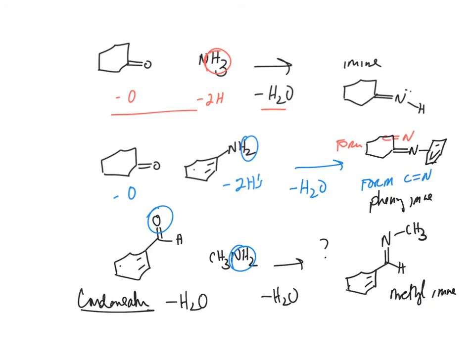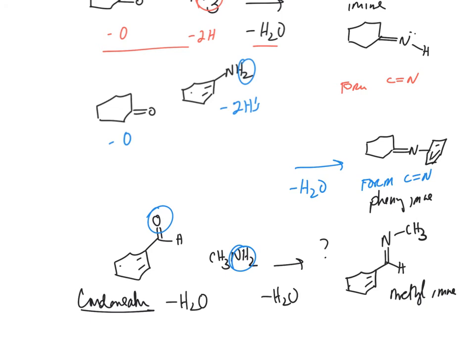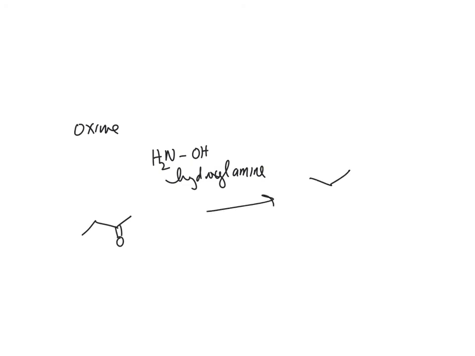Let's look at an oxime. You can have different functional groups. So an oxime would be if you used, this is called hydroxylamine. So if you took something like this with hydroxylamine, you would get OH, and this is an oxime.